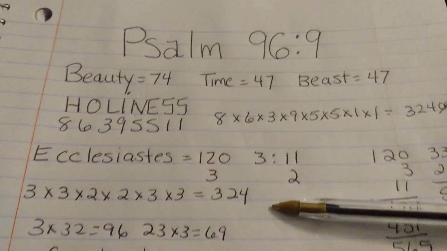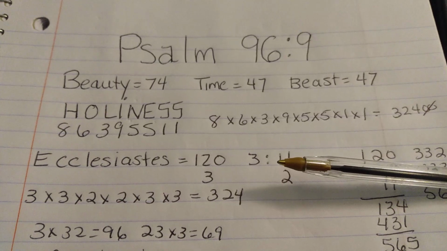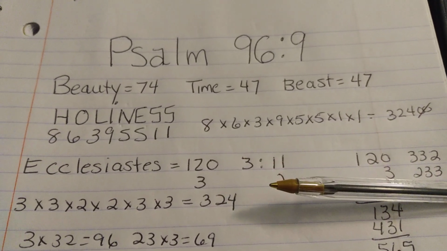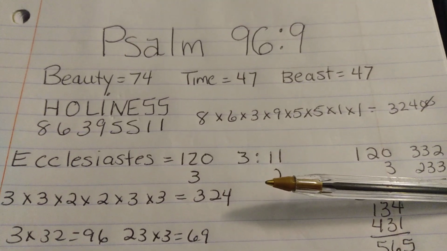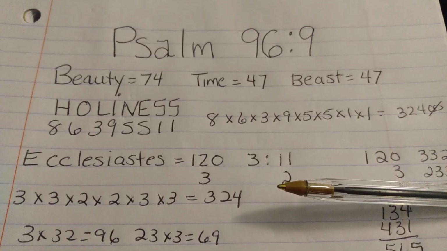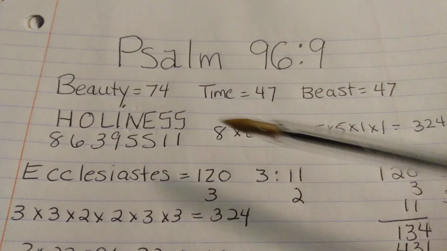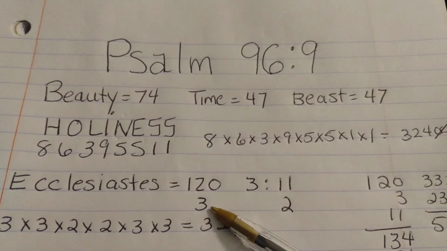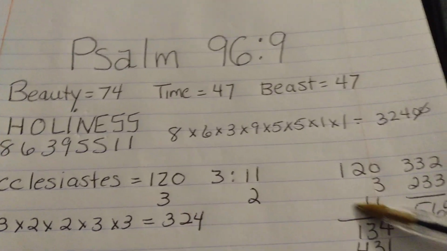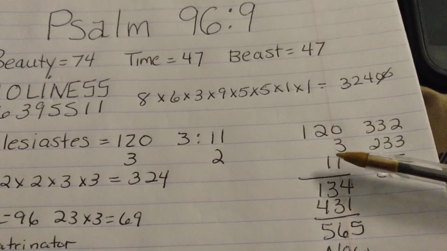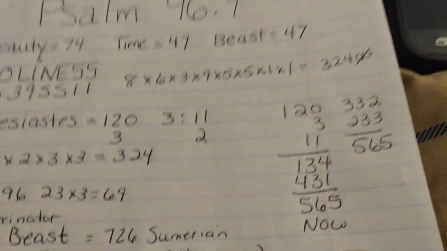All right, so we're going to look at the numbers to Ecclesiastes. Ecclesiastes equals 120. Then it's chapter 3 and verse 11. And it talked about he's going to make everything beautiful in his time. So beauty has to do with there being no time. And if you take the numbers of the scripture, 120 plus 3 plus 11 is going to equal 134. Plus this verse 431 is 565, which is the numbers of now.